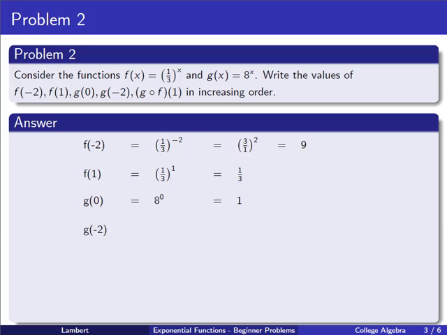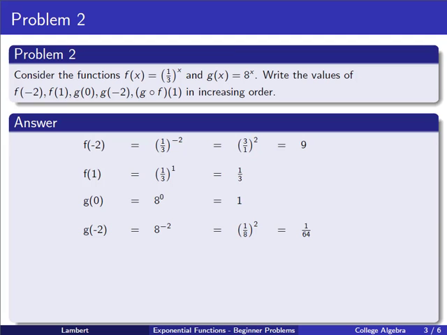Okay, g of negative 2, let's take a look at that. So this is 8 raised to the negative 2 power. What does that do? Well, that changes the 8 into 1 over 8, and then we're supposed to square that quantity. So now, moving forward from here, we're going to square the 1 and square the 8, and that gives us 1 over 64.